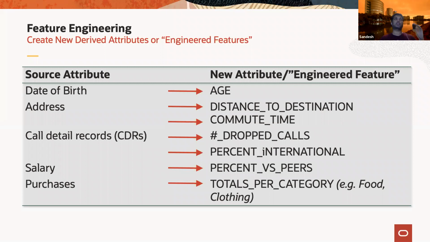It's the same thing as creating these virtual columns. You're trying to take a source attribute and convert that into a new attribute, which makes more sense to the machine learning algorithms. For example, age makes more sense than date of birth. The distance I commute makes more sense than where I stay. The percentage of dropped calls and international calls I make are more important than my actual calls themselves. How much money I make versus my peers is more important than my salary in itself. And based on my purchases, I can classify those into categories, whether I buy more food or clothing, which makes more sense than just the individual purchase records.